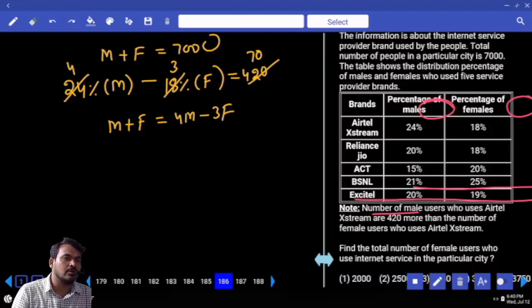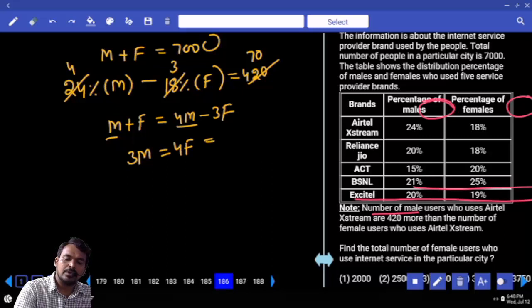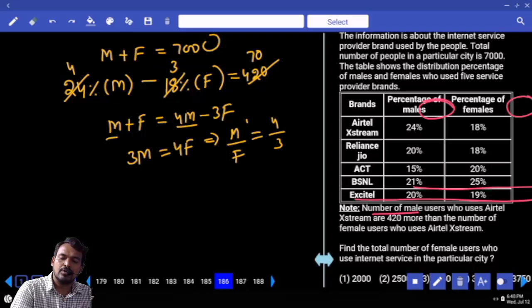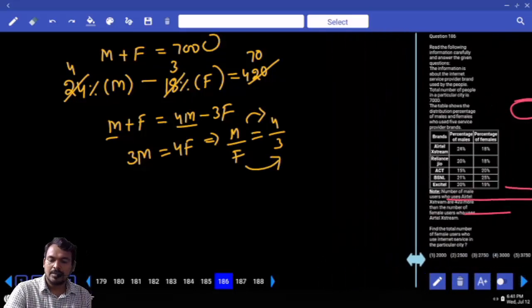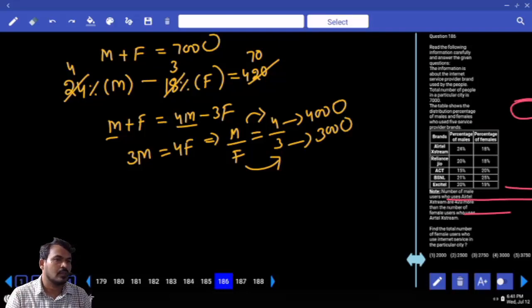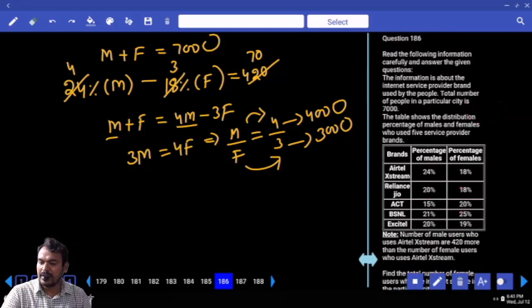Already M plus F is also 7,000. What is the difference between 4M and M? 3M. And F and 3F, total 4F. Means male and female are in which ratio? 4:3. Males are 4 parts, females are 3 parts. 4 parts means 4,000 members, 3 parts means 3,000 members. So entire males we consider 4,000, entire females 3,000.